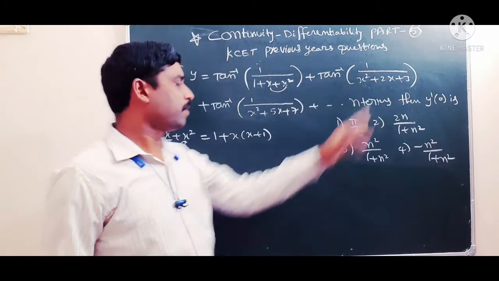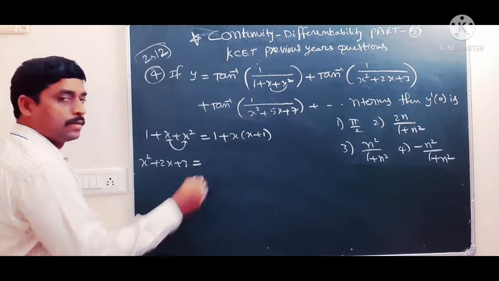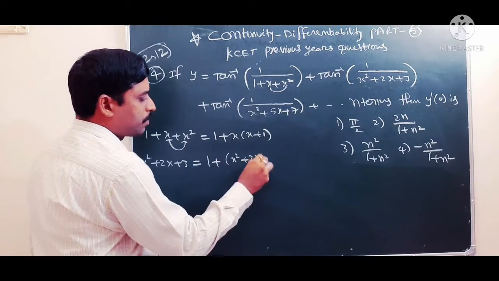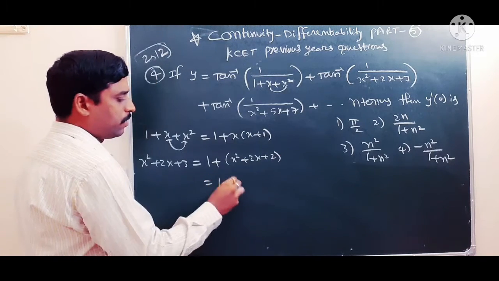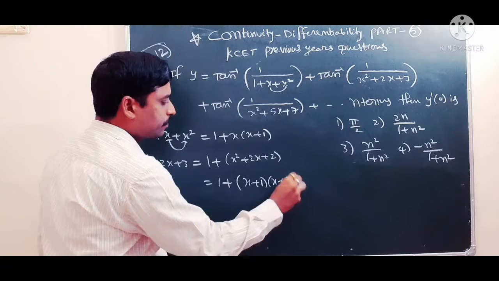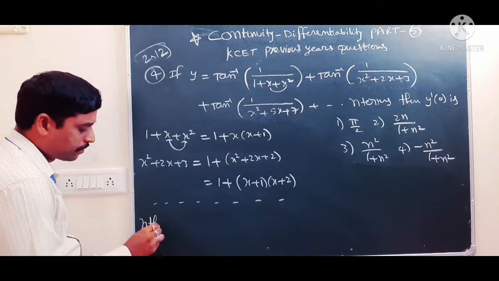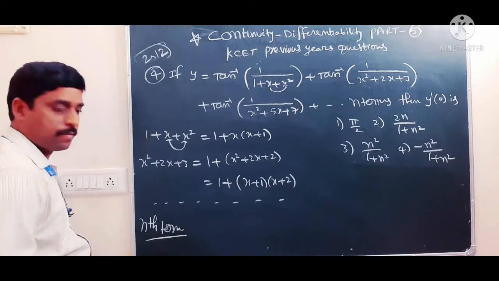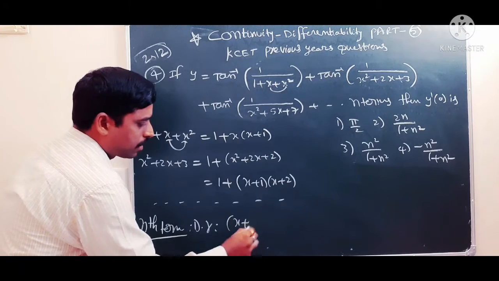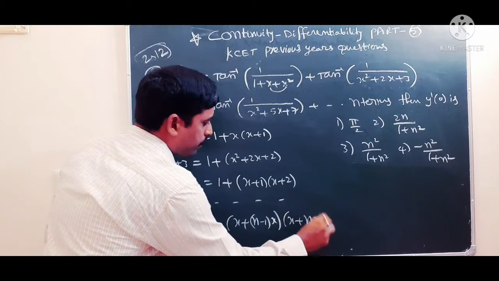Okay, next denominator value x square plus 2x plus 3. So this can be written as 1 plus x square plus 2x plus 2. This is equal to 1 plus, these factors are (x plus 1) into (x plus 2). And so on. Nth term denominator values, nth term denominator (x plus n minus 1) into (x plus n).